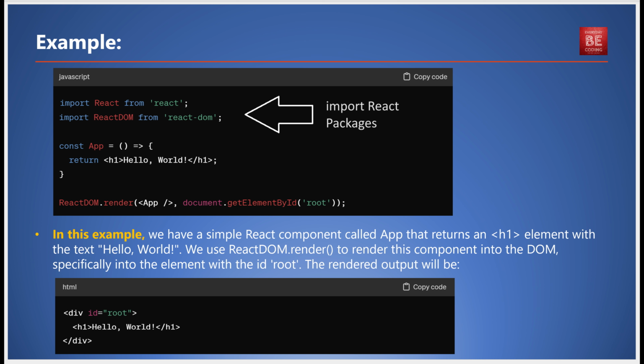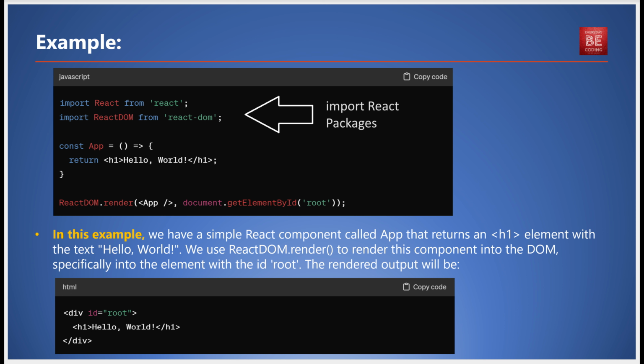Consider this example, where we have a simple React component named App. This component returns an h1 element with the text "Hello World." Using ReactDOM.render, this component is then rendered into the DOM, specifically into the element with the ID root. The result, a div with the ID root containing an h1 element that says "Hello World."